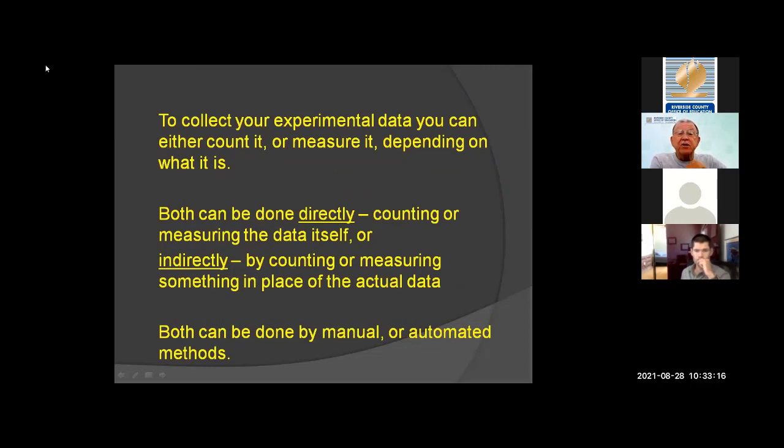To collect your data, you can either count it or measure it depending on what it is. Both can be done directly, counting or measuring the data itself, or indirectly by counting or measuring something in place of the actual data that changes in a direct measure to whatever the data itself is doing. Both can be done by manual methods or by automated methods. And you may want to use either one depending on how many things you want to count.